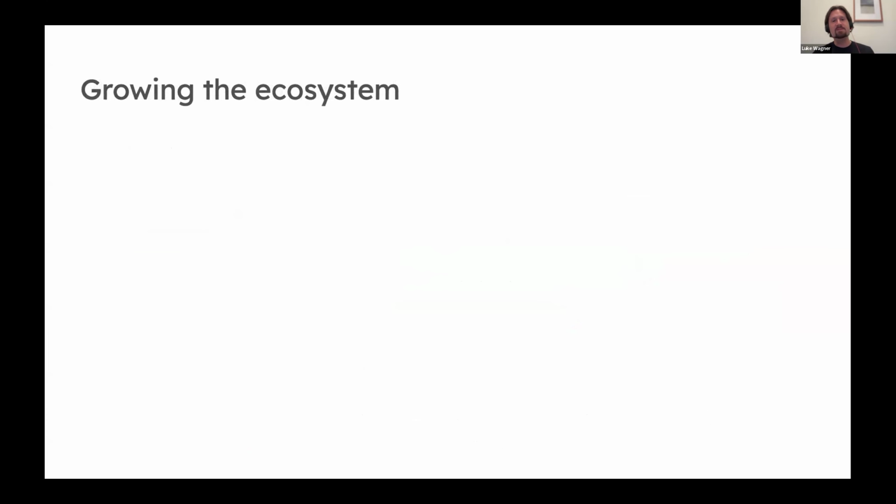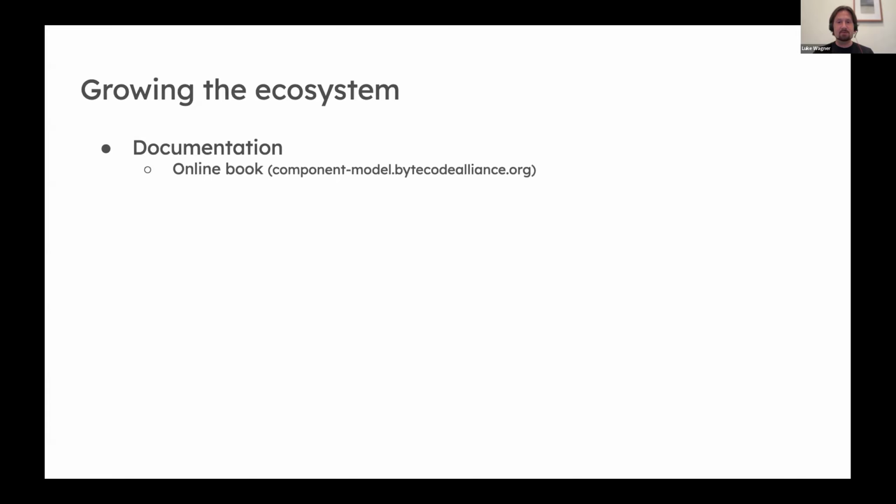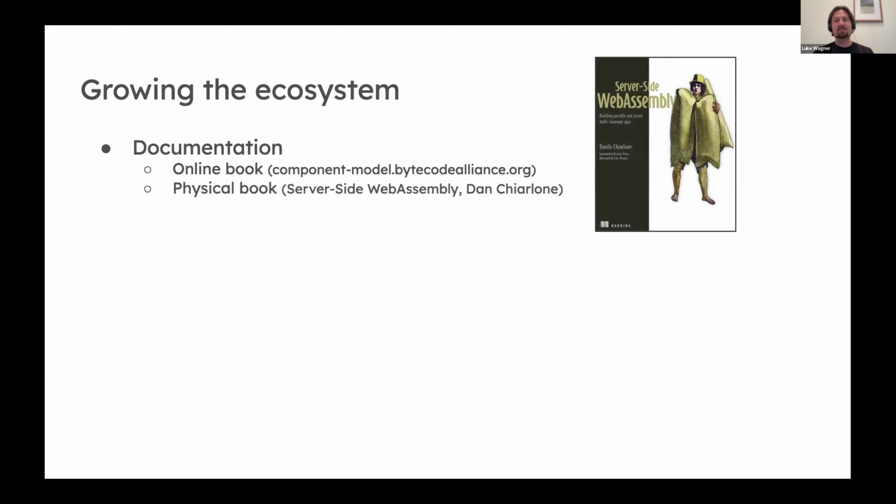Moving on, the fourth to-do for a 1.0 is to grow the ecosystem around the component model. And there's several big ways for us to do that. The first is to write more and better documentation. And of course, we already have an online component model book, which is a great starting point. And there's now also a physical book called Server-Side WebAssembly by Dan Chiarlone, which is awesome. And congratulations, Dan, for doing such a good job describing the state of the art.